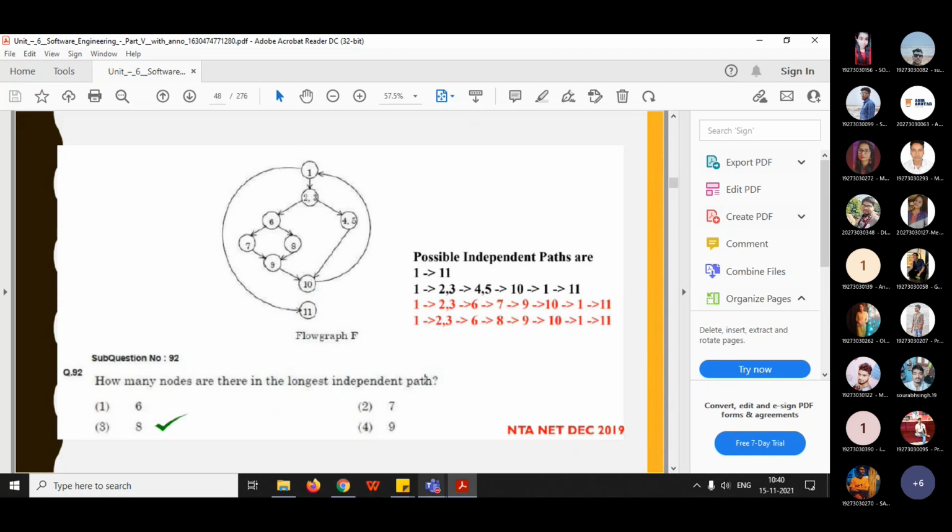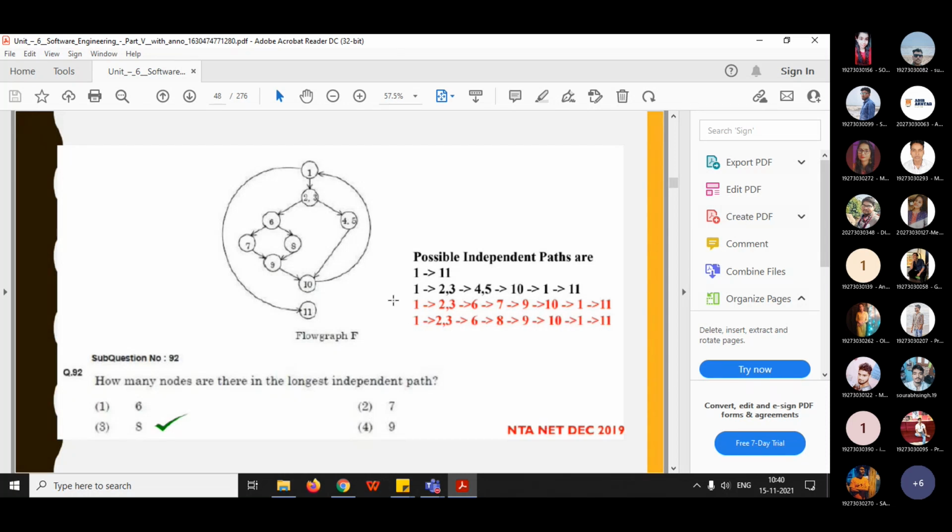So here, see, 1 is coming 2 times. We are taking 1 2 times. If it is coming 2 times, then you also need to calculate it in the total number of nodes, as you need to make it count. So see here, 1, 2, 3, 4, 5, 6, 7, 8. So the total number of nodes in the longest independent path of this graph is 8.